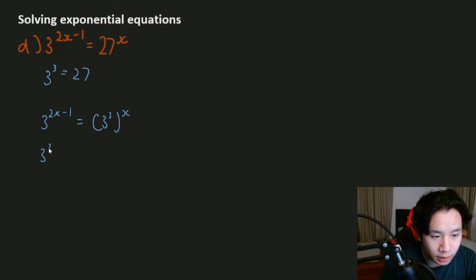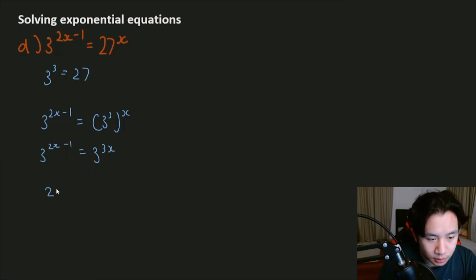And so here we have 3 to the power 2x minus 1 is equal to, you want to times the powers here, so we have 3 to the power 3x. And then since we have the same base, you can make the powers equal to each other. So we have 2x minus 1 is equal to 3x. Bring this 2x over, so we have minus 1 is equal to x, and then x is equal to negative 1.